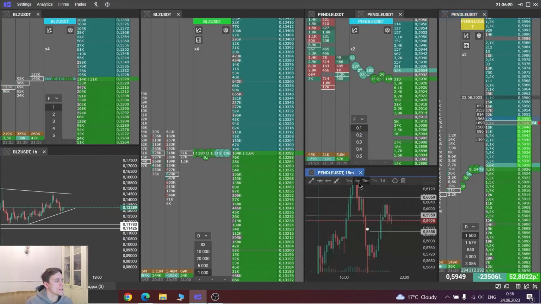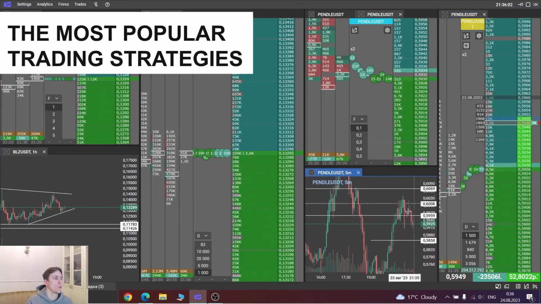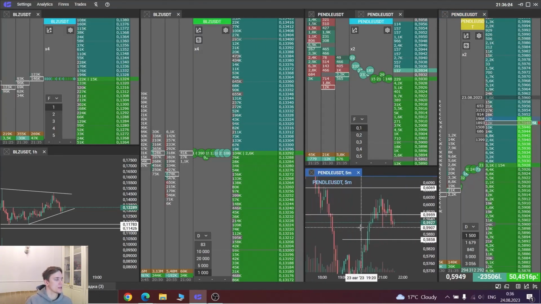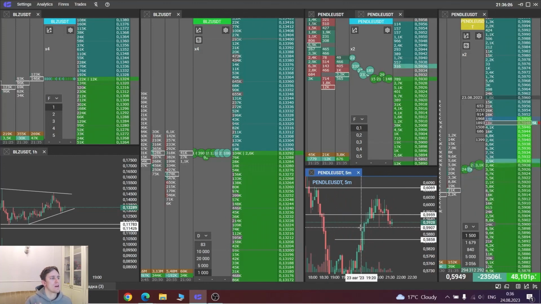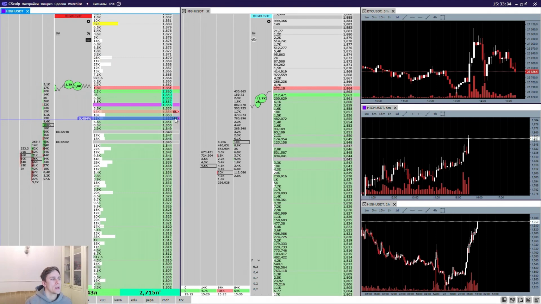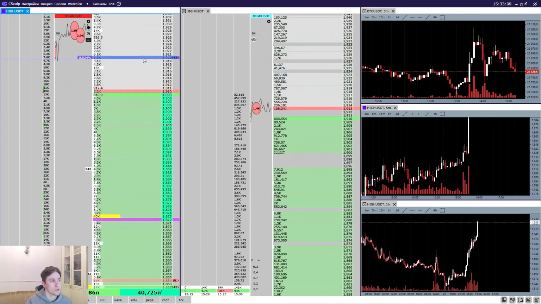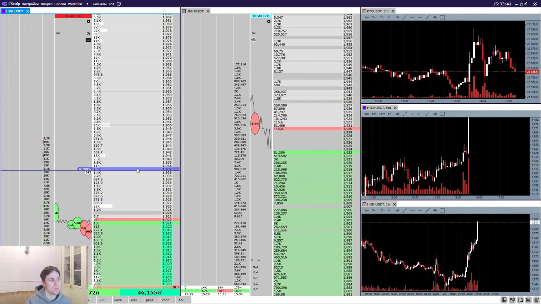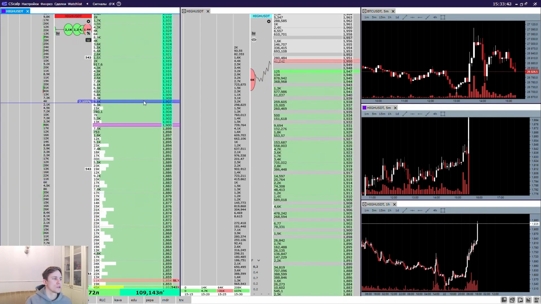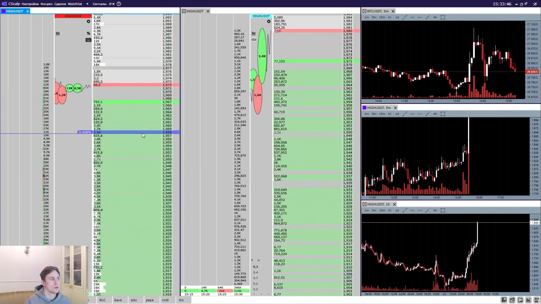Let's talk about why these two strategies are so popular and worth using. First reason, simplicity. The strategies are really simple to understand and to find the setups. Why is it so important? Because traders are humans and emotional creatures. When the strategy is simple, it's easier to follow its rules even under emotional pressure.